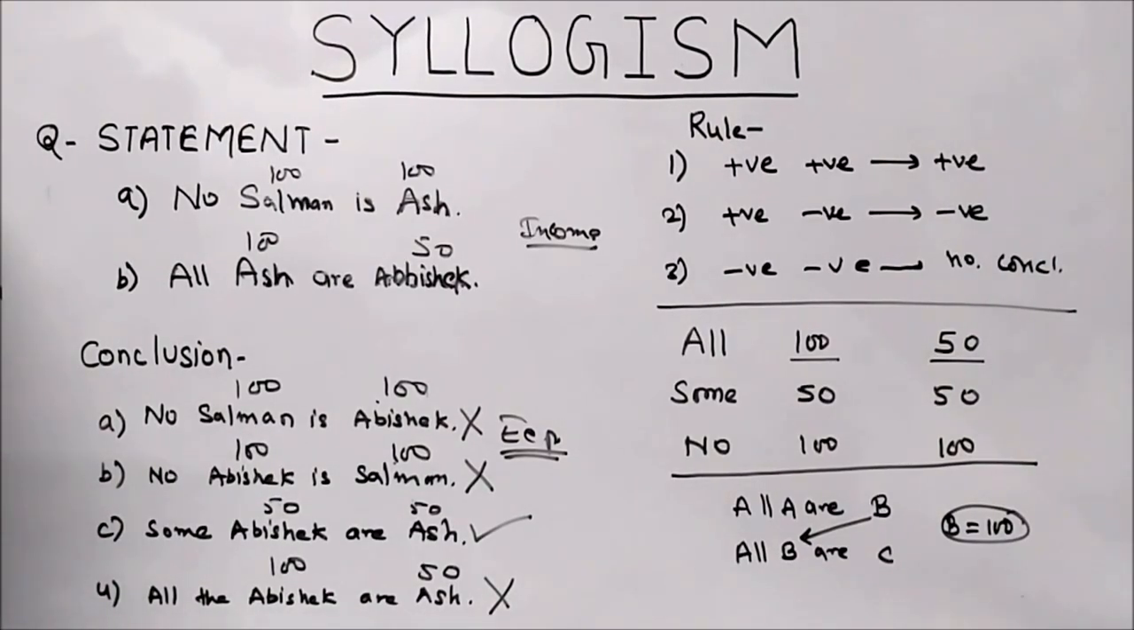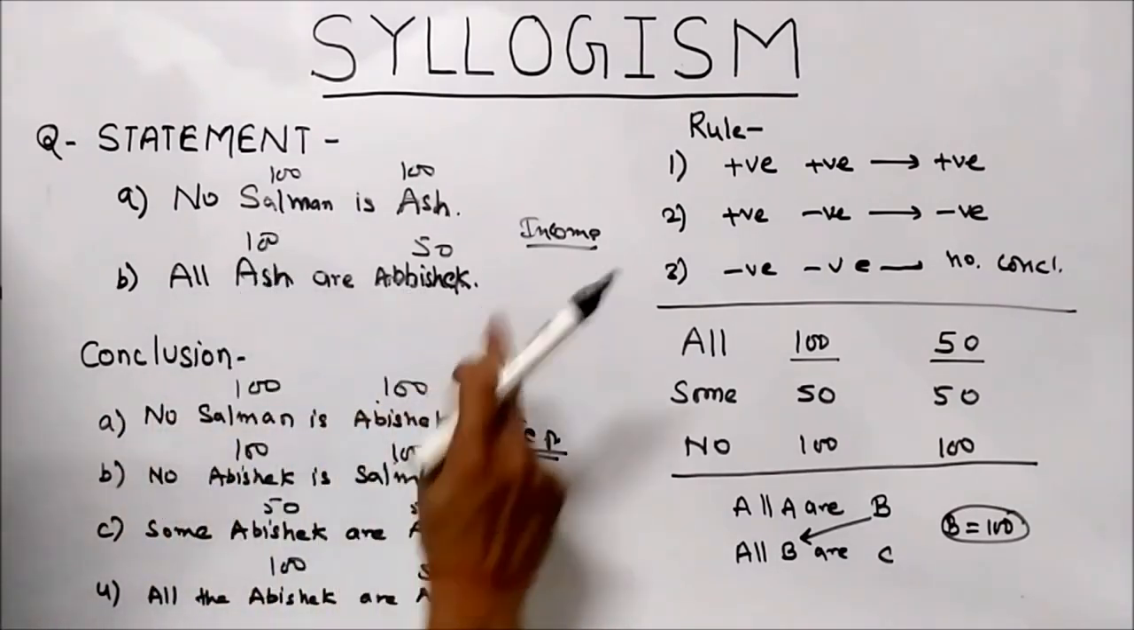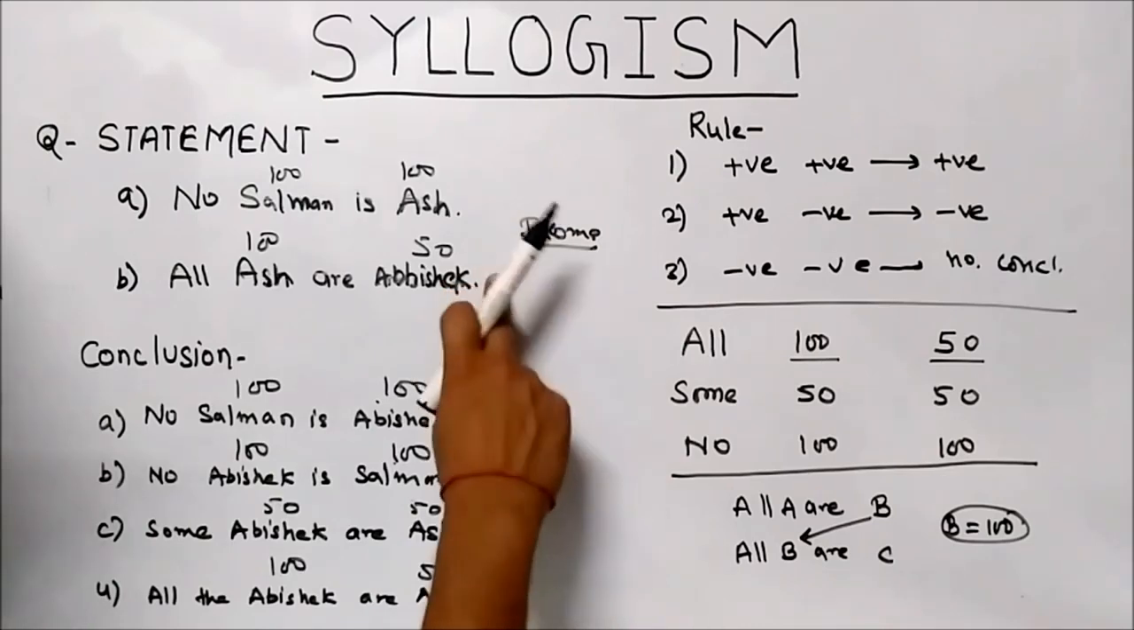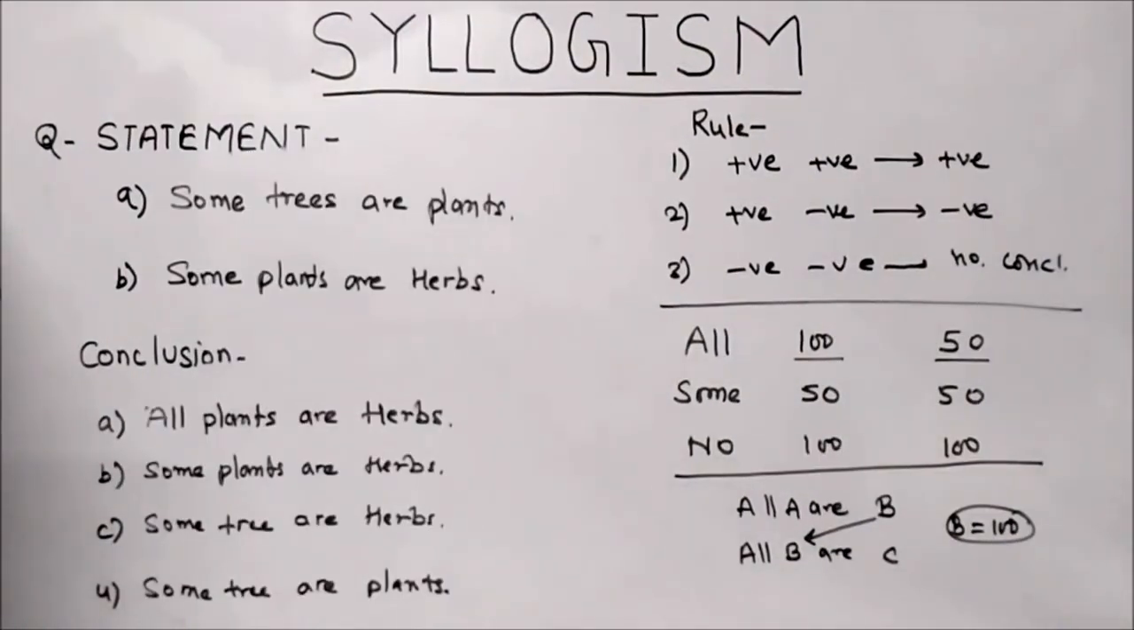And now check the nature of the statement and conclusion. Here, some Abhishek are Ash is positive, and this positive conclusion is arrived at from only statement 2. All Ash are Abhishek, this statement is positive. When the statement is positive, the conclusion is also positive. Now we solve the third question.